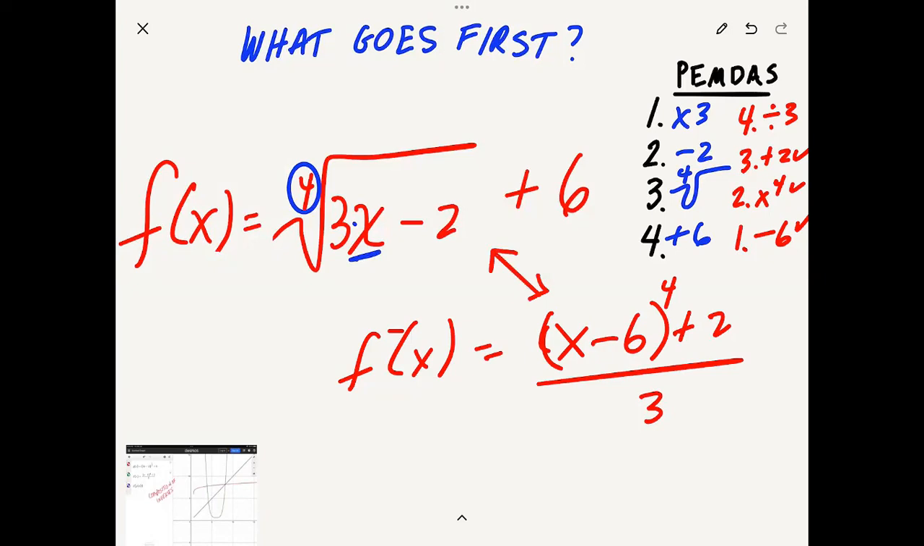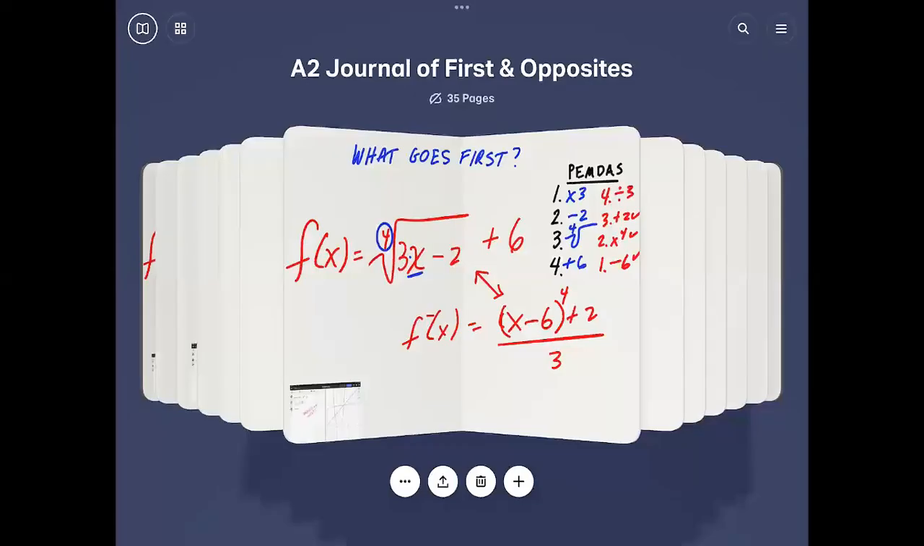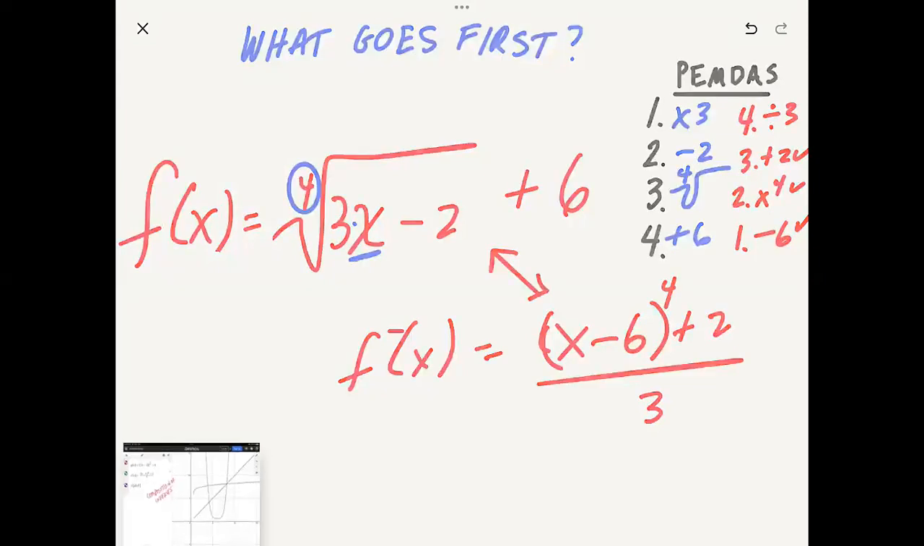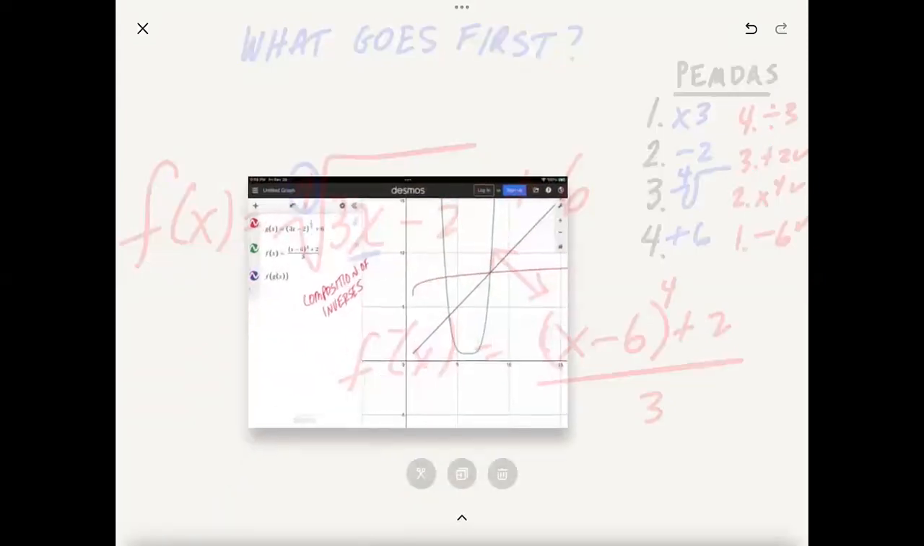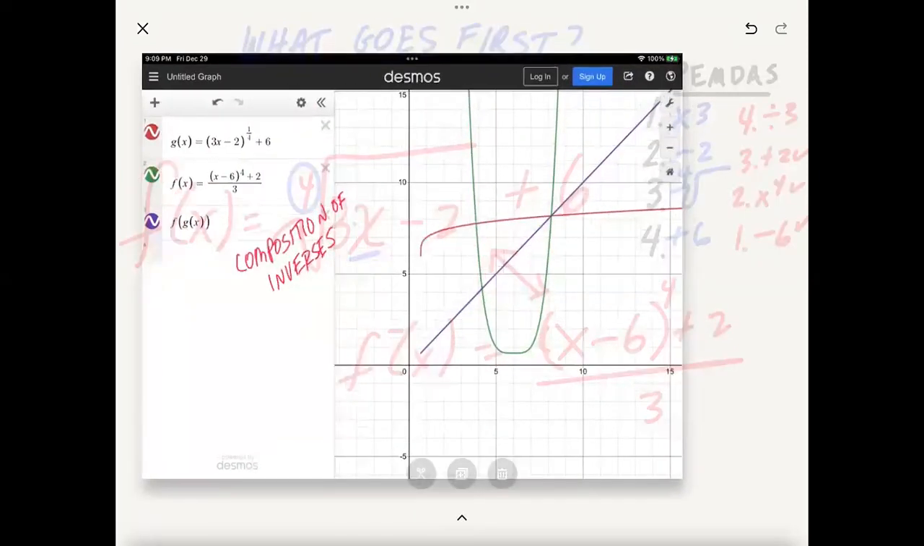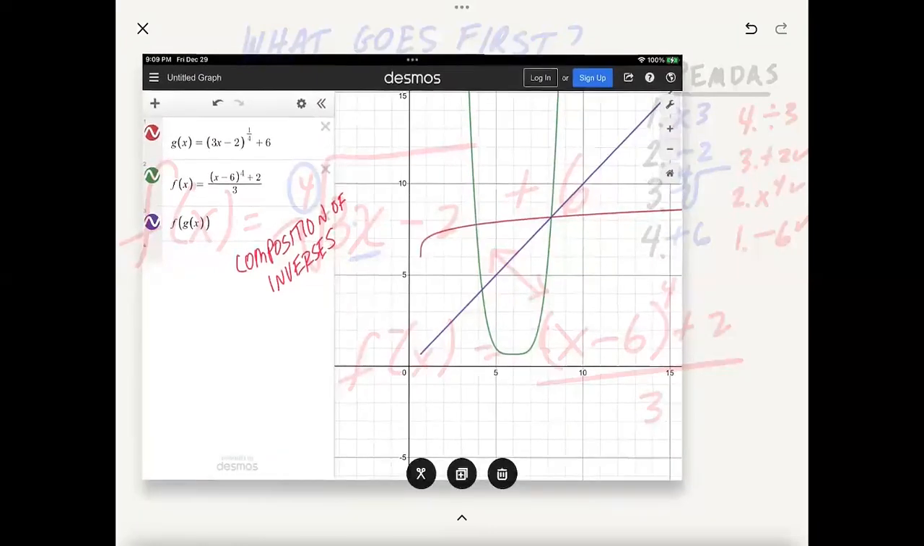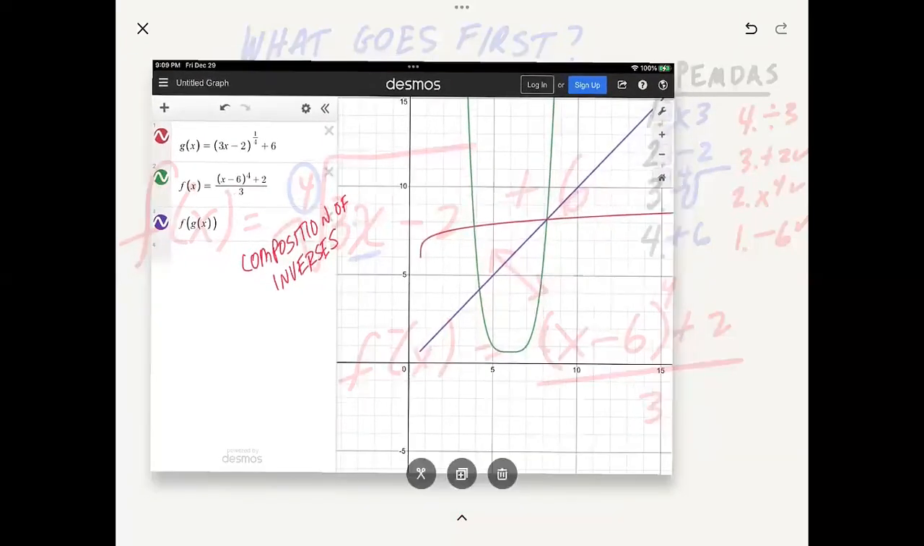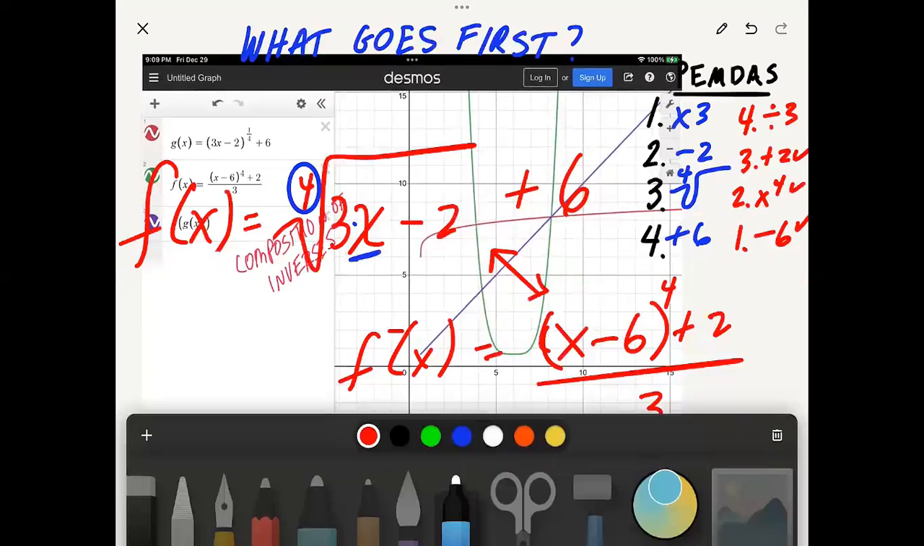Now, I've actually graphed this. Let me see if I can get this to come up. Hold on. So I did this on Desmos. So here, all right. Oops, that doesn't look too good.